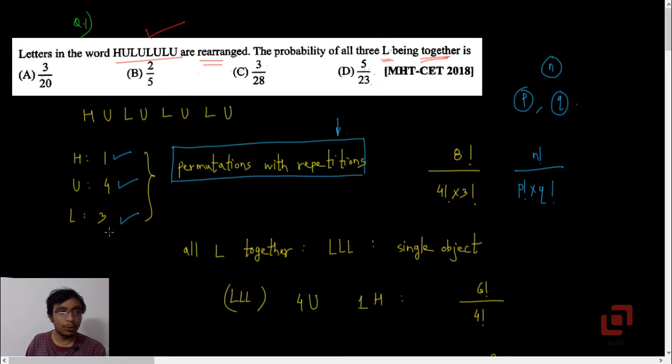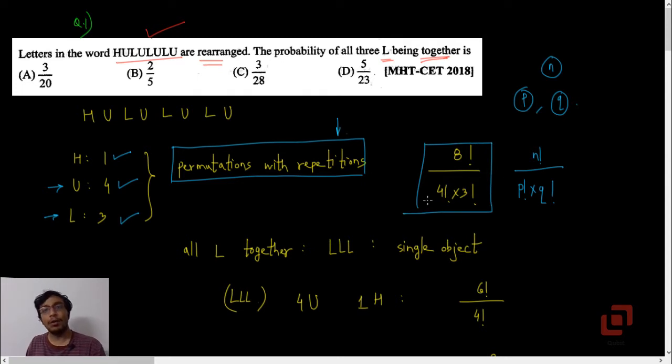And here we do have U and L repeating themselves 4 times and thrice. So what's the total number of arrangements possible? 8 factorial upon 4 factorial into 3 factorial. Yes, so this is going to be the size of our sample space.